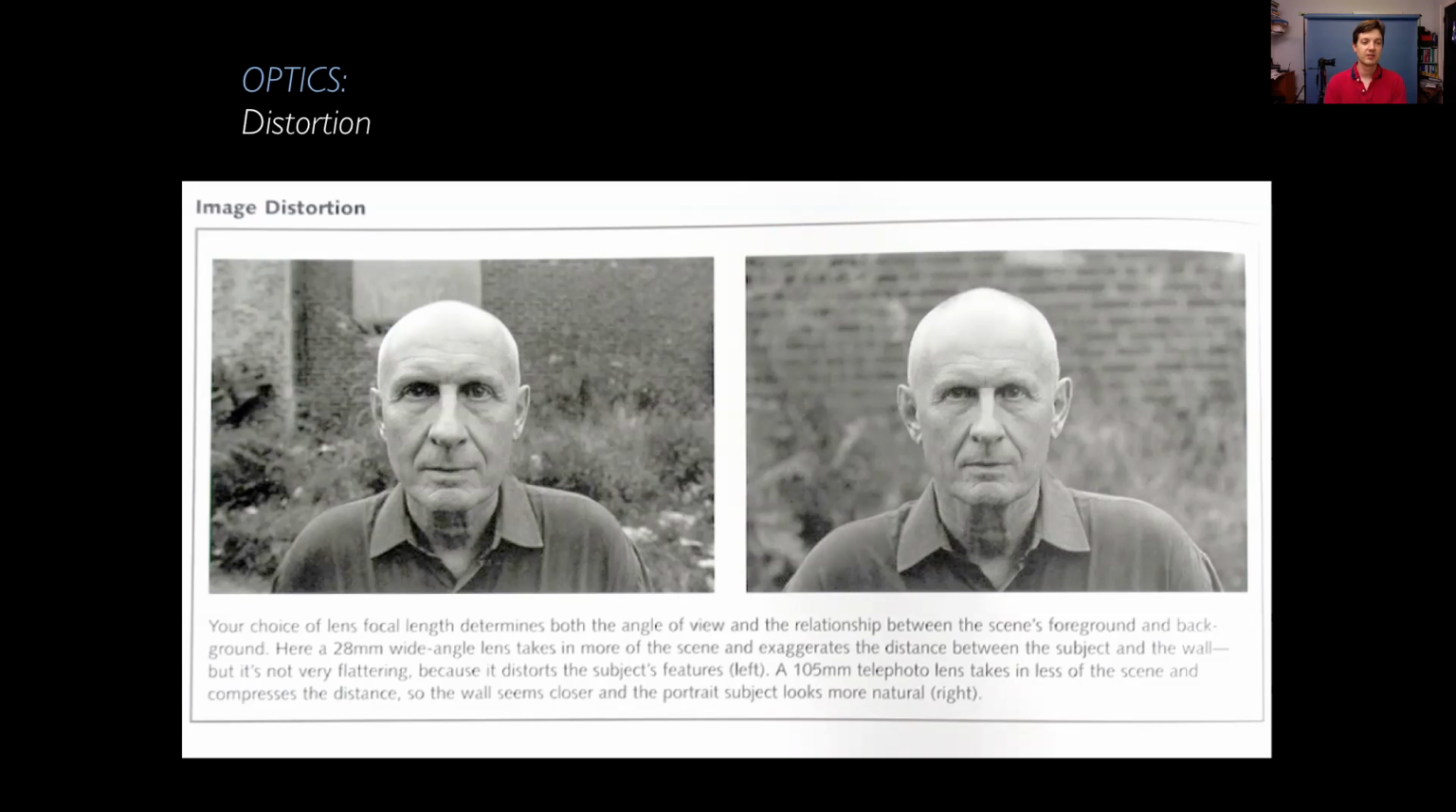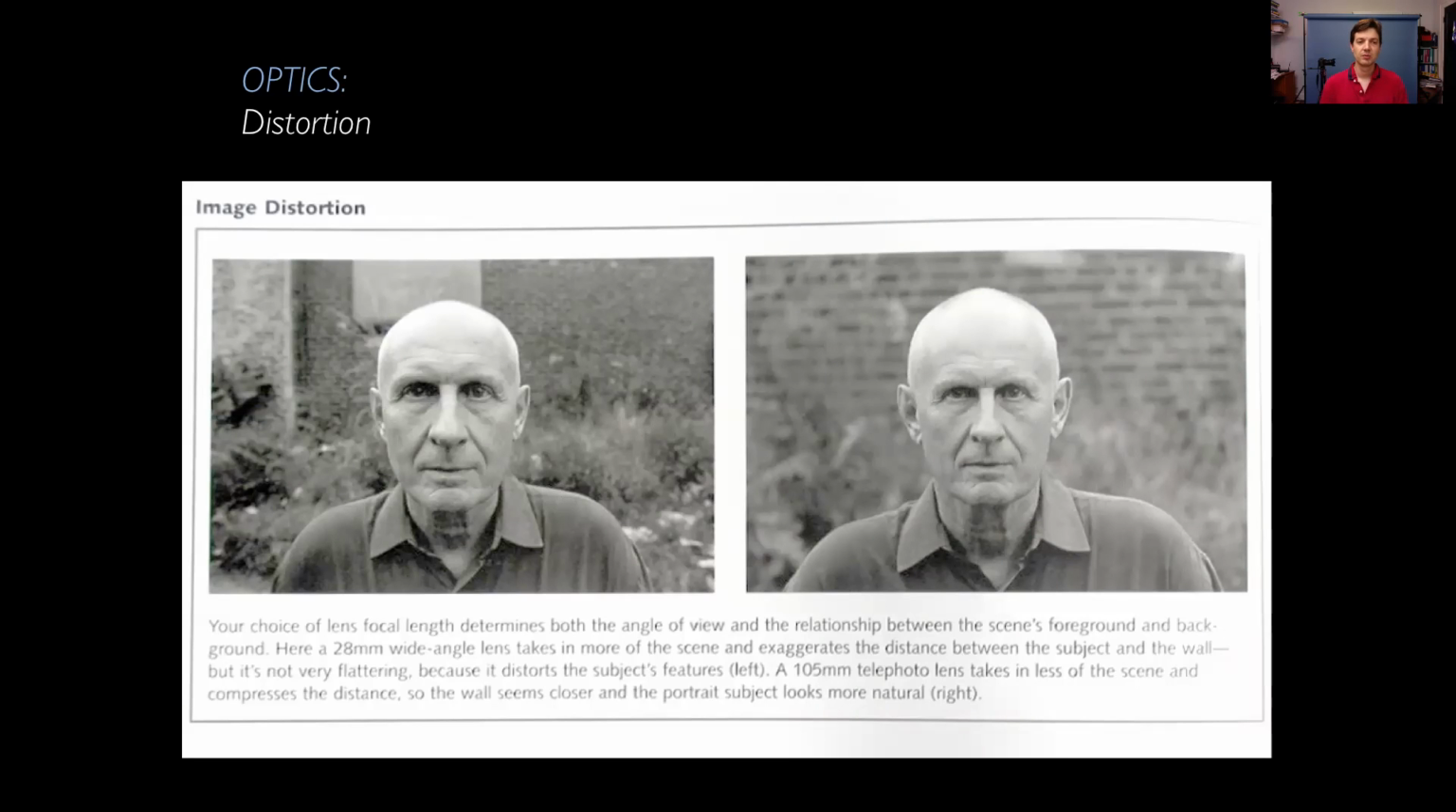So your choice of lens focal length determines both the angle of view and the relationship between the scene's foreground and background. Here, a 28 mm wide-angle lens on the left takes in more of the scene and exaggerates the distance between the subject and the wall behind him. But it's not very flattering because it distorts the subject's features. Look at how strange his ears look.